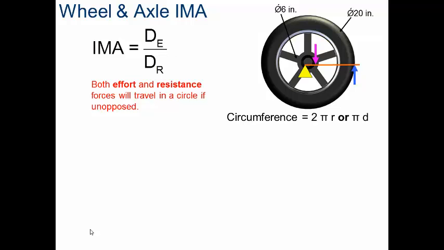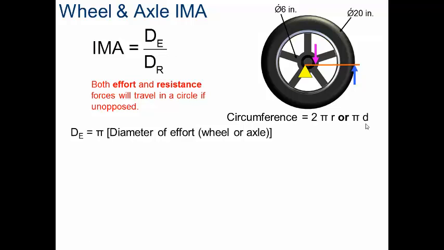Let's take a look at this particular example of a wheel and axle. So we have a 6-inch diameter axle acting on a 20-inch diameter wheel. Both the effort and the resistance forces will travel in a circle if it's unopposed. That means I need to know something about circumference. As a reminder, the circumference is simply 2 pi r, or pi times the diameter of the circle.